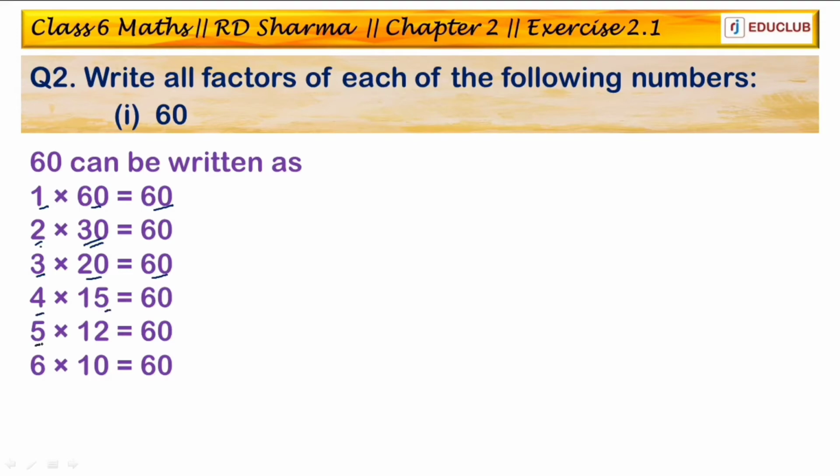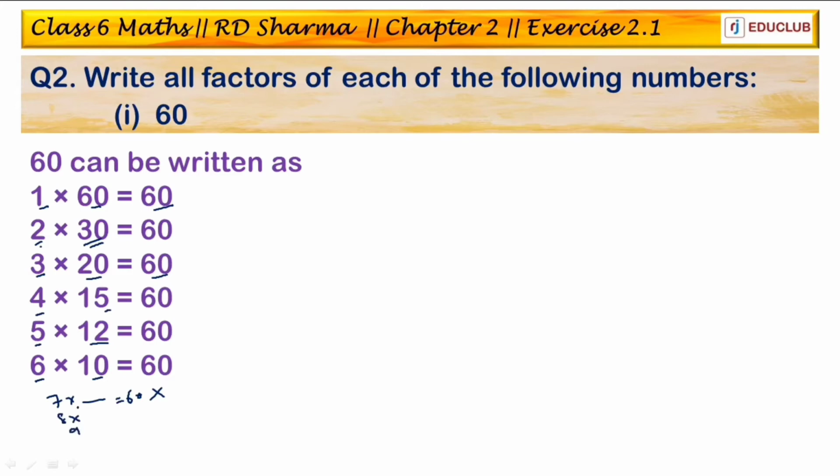Next number is 5. 5 into 12 is 60. 6 into 10 is 60. Okay, 7. With 7 we cannot get any number to 60. So this is not possible. With 8 not possible. With 9 also no. In the 9 table, 60 also doesn't come.